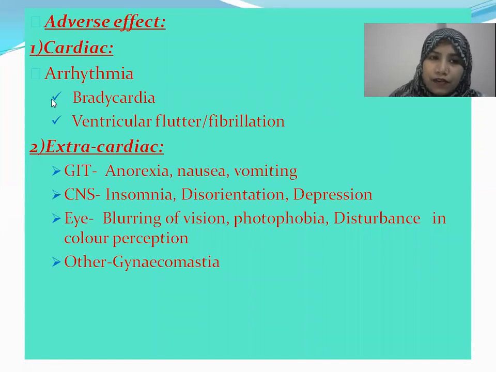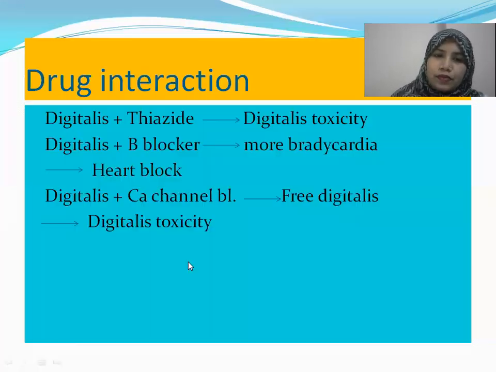Now, what are the adverse effects? This is important. Cardiac and extracardiac. In cardiac effect, there is arrhythmia, that means bradycardia and ventricular flutter or fibrillation. Extracardiac means GIT problems like anorexia, nausea, vomiting. CNS problems like insomnia, disorientation, depression. Eye problems like blurring of vision, photophobia, disturbance in color perception, and gynecomastia also.